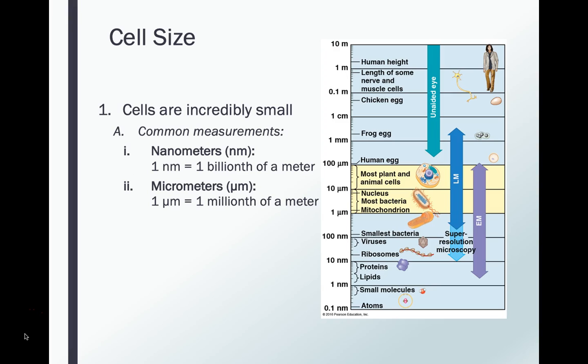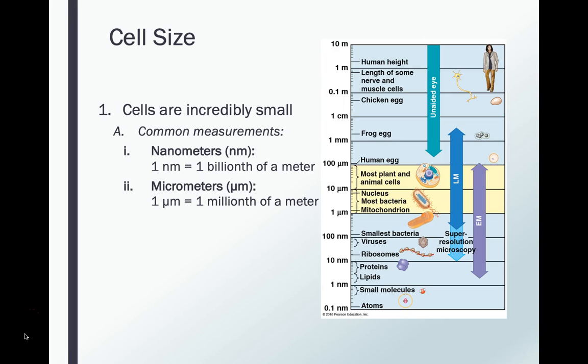So let's talk about cell size a little bit. Cells are really, really small. If you look at the right, you can see a comparison chart that shows a variety of different types of cells. You see the human height over there, a picture of a woman. And then we see nerve cells, and some muscle cells are actually quite long. You can see them with the unaided eye.